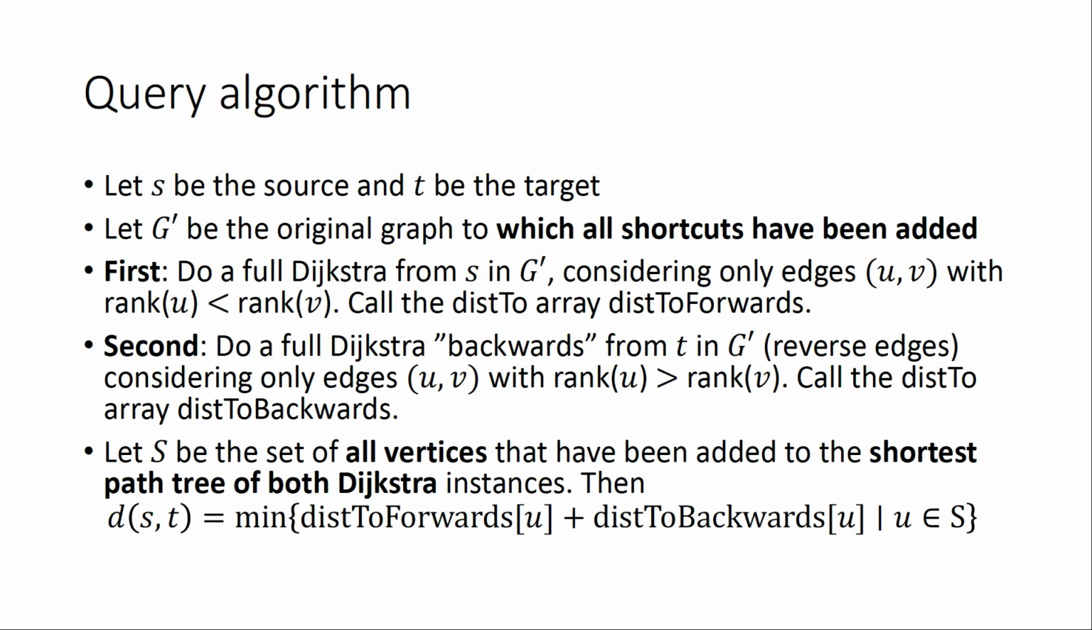That's the computation. You'll find some nodes here, you'll find some nodes here. What do you do? You look at all the nodes that have been found by both of these algorithms, and you just ask, what's the distance from S to this node plus the distance from this node to T for all of these, and you take the minimum. And you say, that's the shortest path.